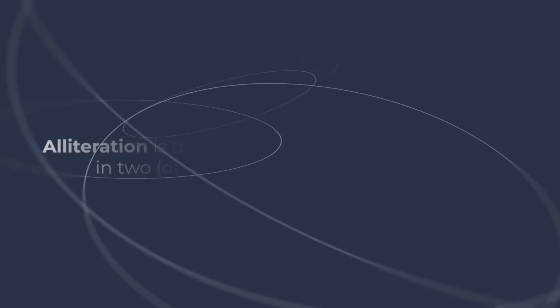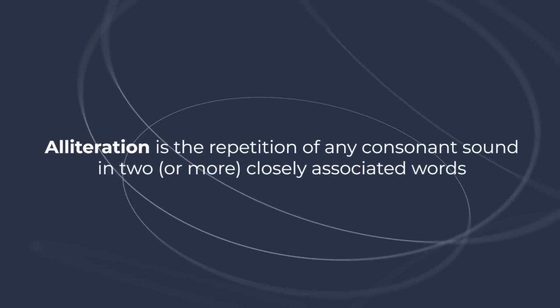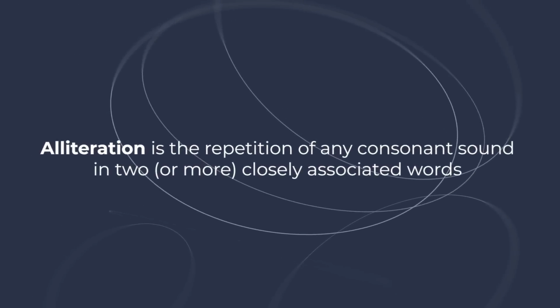The first way that we can achieve this kind of verbal athleticism is by using alliteration. Alliteration is the fun repetition of any consonant sound in 2 or more closely associated words. Listen to the following examples.